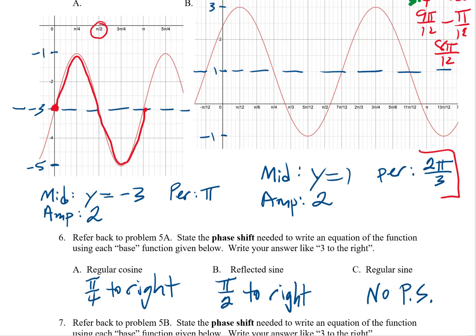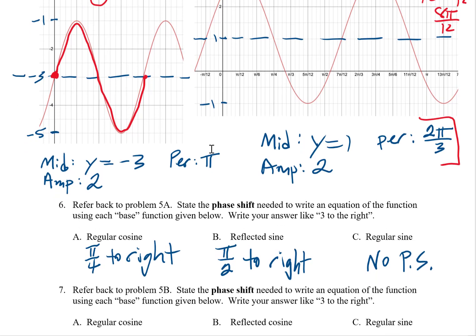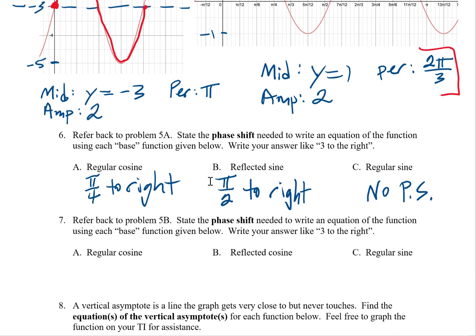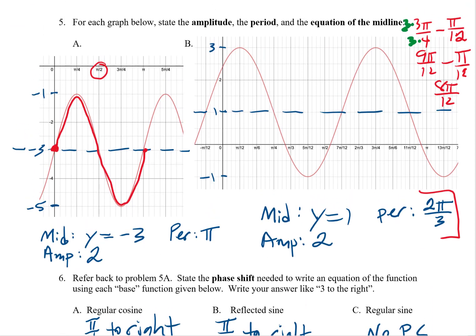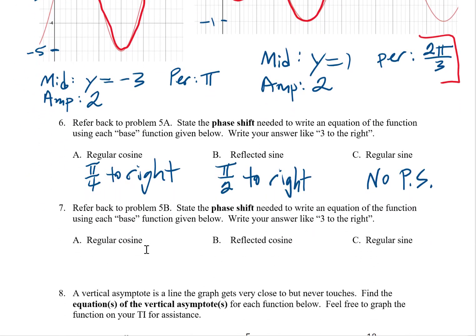Obviously, that means using regular sine would be the easiest choice here. Now, in problem number 7, we want to do the same thing using that second picture from number 5. Again, trying to figure out what phase shift we would need, starting with regular cosine. So I'm looking at this graph. I'm looking to see where I can find the vase. That just means from one high point to the next high point. And I can see that that starts at pi over 12. So I would have to have a phase shift of pi over 12 to the right.